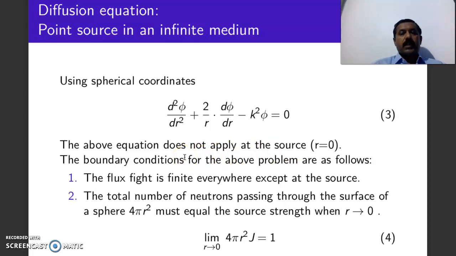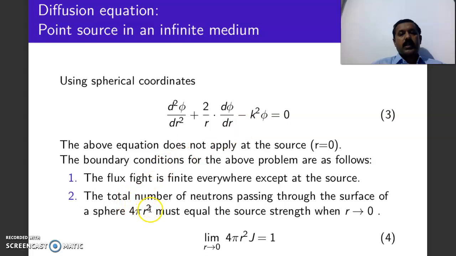Now we have to apply boundary conditions. This is a second order linear homogeneous differential equation. When you solve this differential equation, obviously it will invite certain arbitrary constants. In order to eliminate these arbitrary constants, one has to use certain boundary conditions. The appropriate boundary conditions for this problem are: the flux is finite everywhere except at the source. Except at the source point, the flux is finite everywhere.